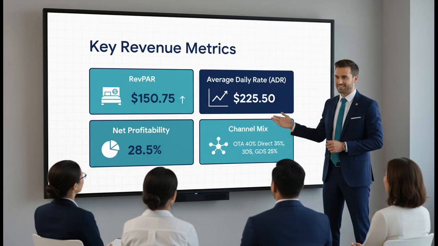So instead of obsessing over getting heads in beds at any cost, successful independent operators focus heavily on these 4 core metrics. They look at revenue per available room, absolutely protecting their average daily rate, driving actual net profitability, and managing their channel mix to dodge that heavy OTA dependency. Shift your focus to these core metrics and you're going to ensure sustained, long-term business health.